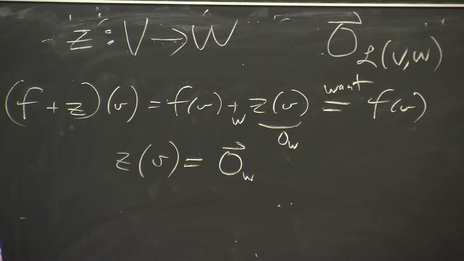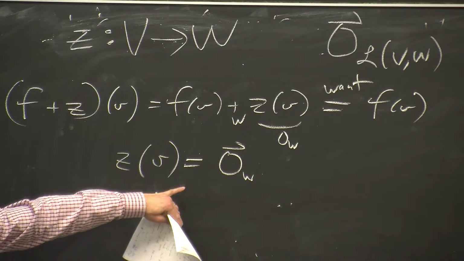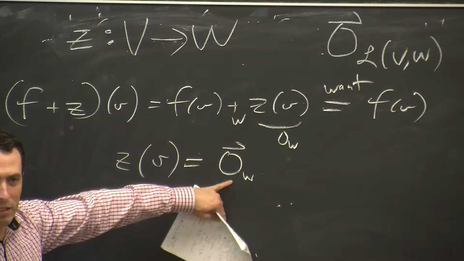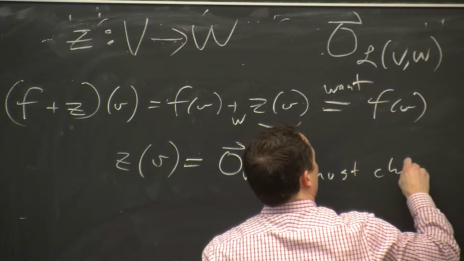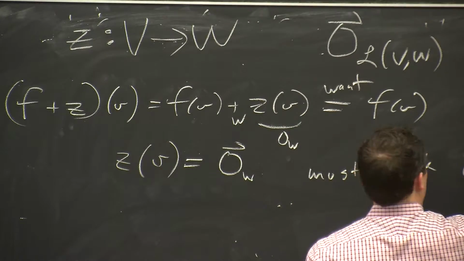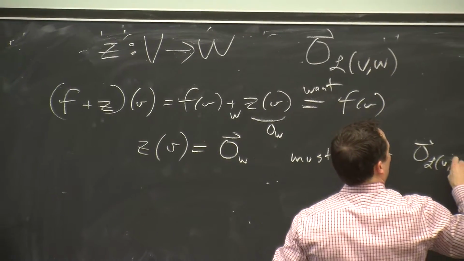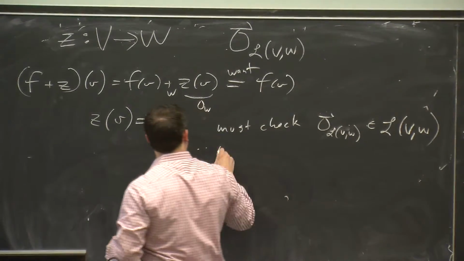But we have one more thing to check. What's that? We just defined it to be a function, right? But we're not allowed to use any function. It has to be a linear transformation. So we have to check that this function we just defined, the zero map in L(V,W), is in fact in L(V,W), that is, that it's linear.